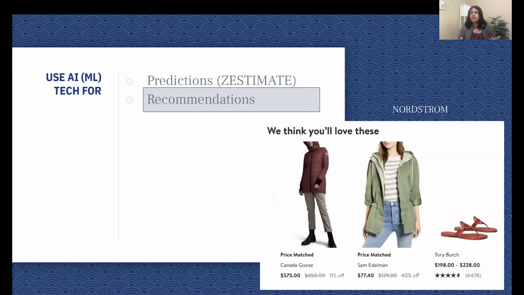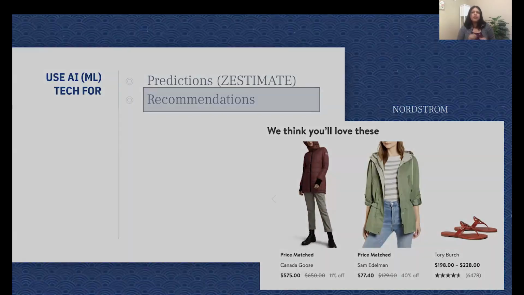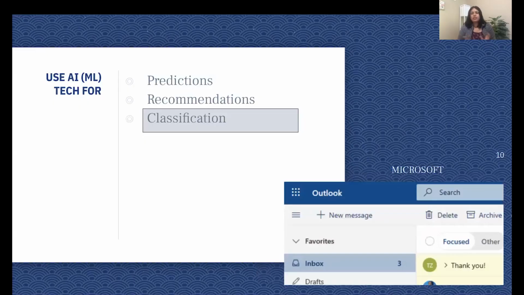Then recommendations. We all see recommendations everywhere in our lives as we interact with different shopping giants like Nordstrom. It also bleeds into recommendations in Spotify, Netflix, everywhere. And personalized recommendations is the value that AI brings to the table. Then classification. Take this classic example from Microsoft.